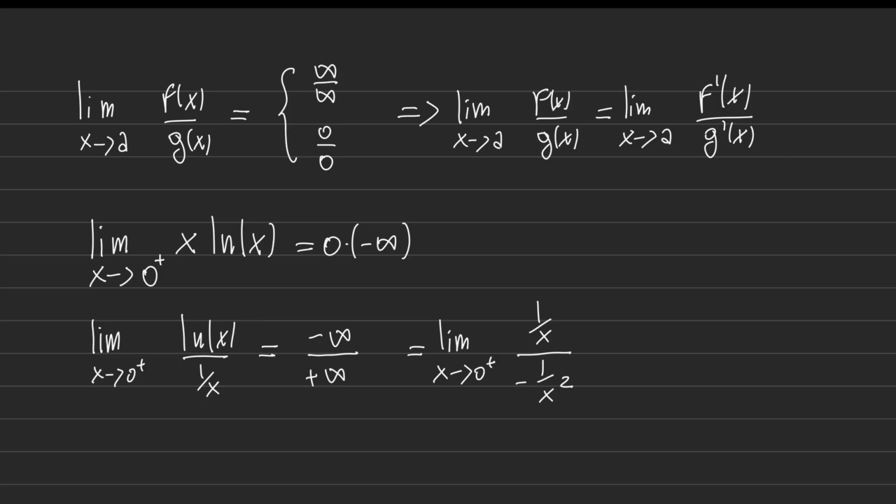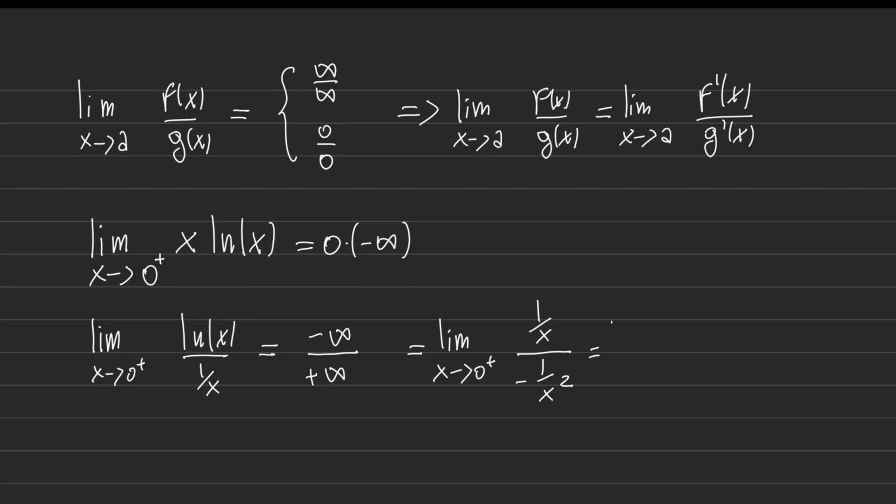Let's flip it. So this one is going to be the limit as x goes to 0 plus of minus, because we have a minus over there. When we flip the 1 over x squared, we get x squared divided by x. So this is just going to be equal to the limit as x goes to 0 plus of minus x, and this is going to be equal just to 0.